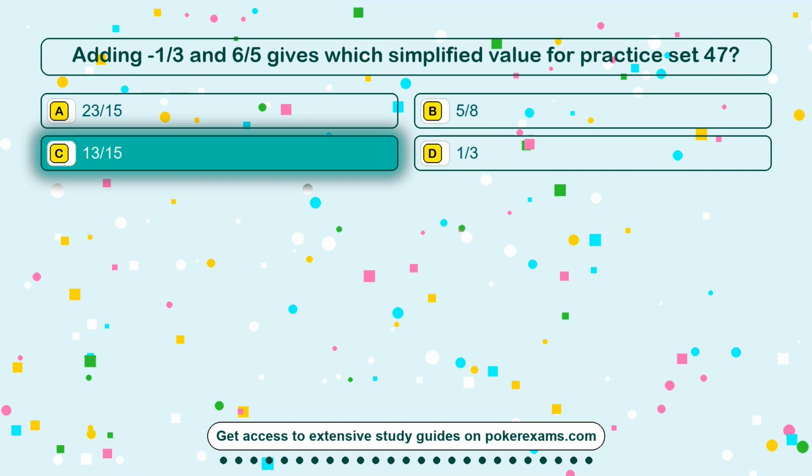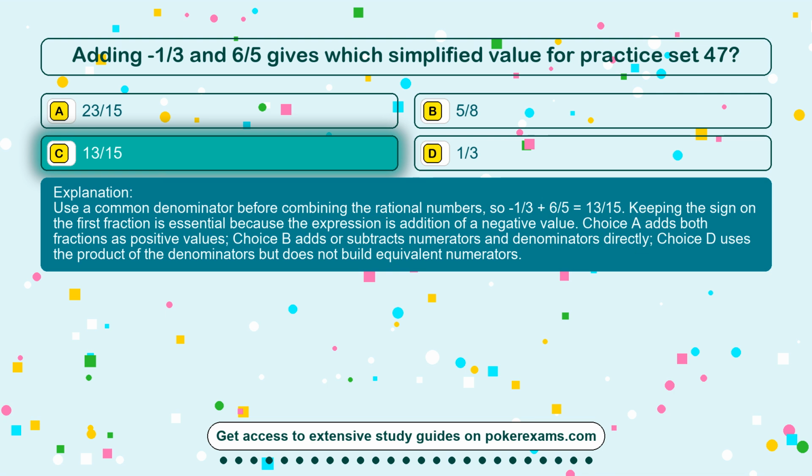13/15. Use a common denominator before combining the rational numbers, so -1/3 plus 6/5 equals 13/15. Keeping the sign on the first fraction is essential because the expression is addition of a negative value. Choice A adds both fractions as positive values, choice B adds or subtracts numerators and denominators directly, choice D uses the product of the denominators but does not build equivalent numerators.